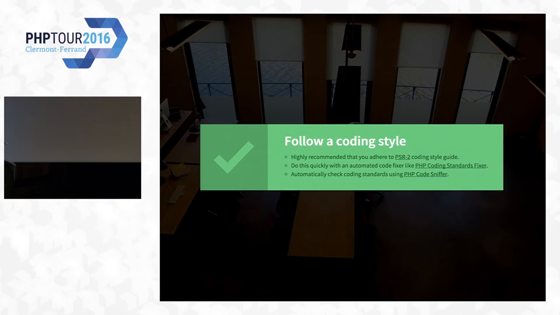The next thing is follow a coding style. PSR2 has been around for, what, 2-3 years now? So please use that. It's a recommendation. You don't have to, but it actually removes all personal preferences so that everyone is on the same line and no one is arguing about where to put a space or a tab or whatever. And then you can actually start discussing what the code should do and no longer what the code looks like. So use PSR2.